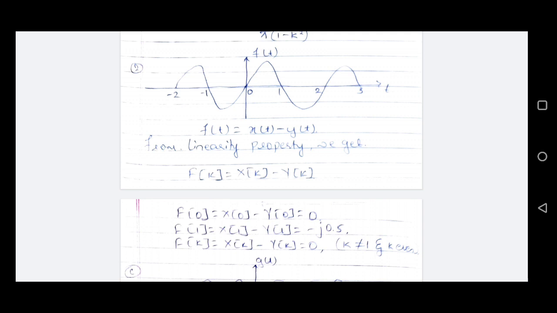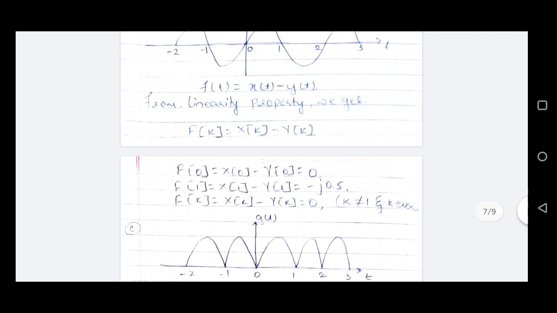So for different values of k, for k equals 0, f of 0 will be x of 0 minus y of 0, which will be 0. And for k equals 1, f of 1 will be equal to x of 1 minus y of 1, which will be equal to minus j 0.5. And for even values of k, x of k will be the same as y of k, so both will cancel out. So it will be 0. For k not equal to 1, and for even values of k, the Fourier series coefficients for the signal f of t will be equal to 0.